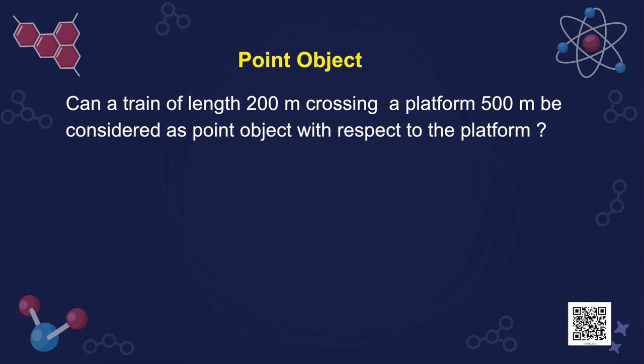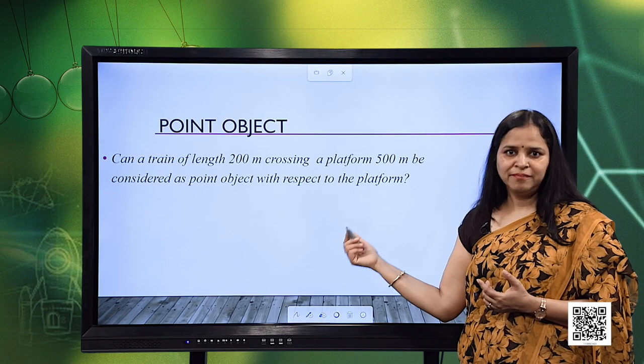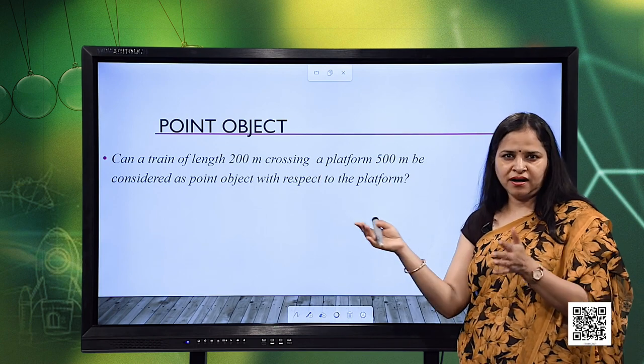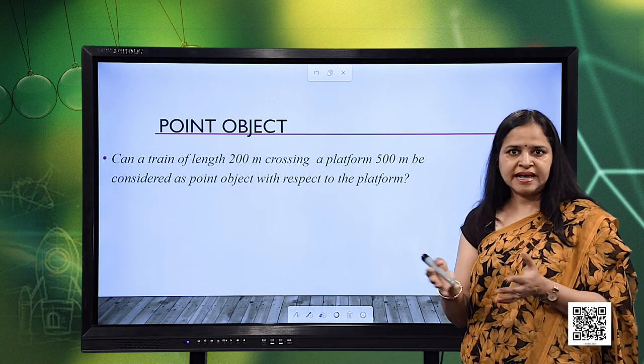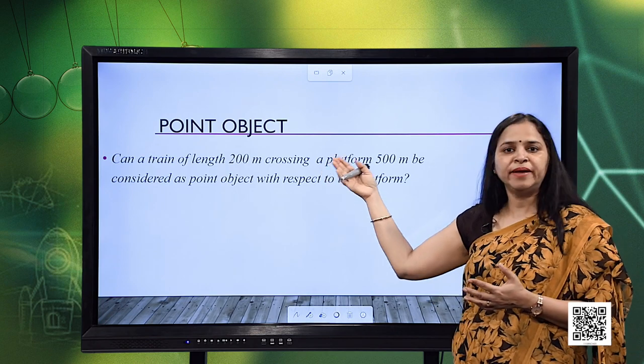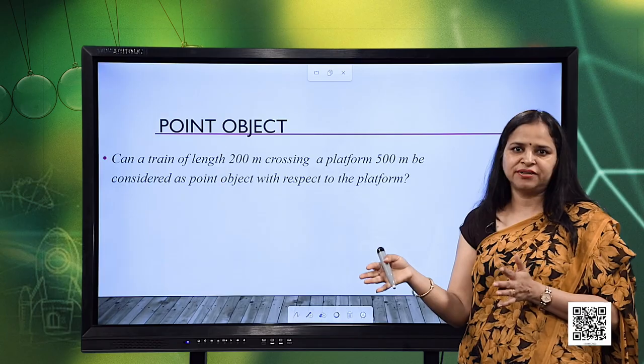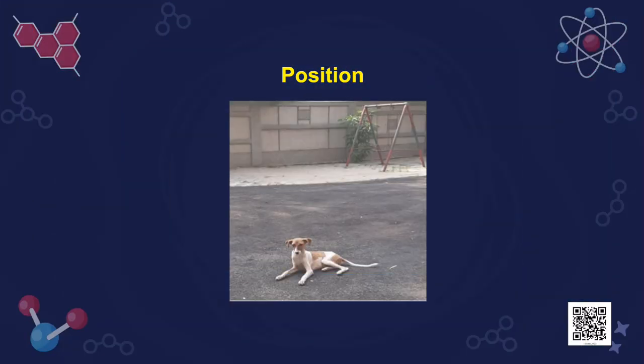So now, coming back to the same question, can a train of length 200 meters crossing a platform of 500 meters be considered as a point object with respect to the platform? Of course not. Because here the length of the train and the length of the platform are comparable. The size of the train cannot be ignored here, because between 200 meters and 500 meters there is not much difference. So this is how we consider a point object.